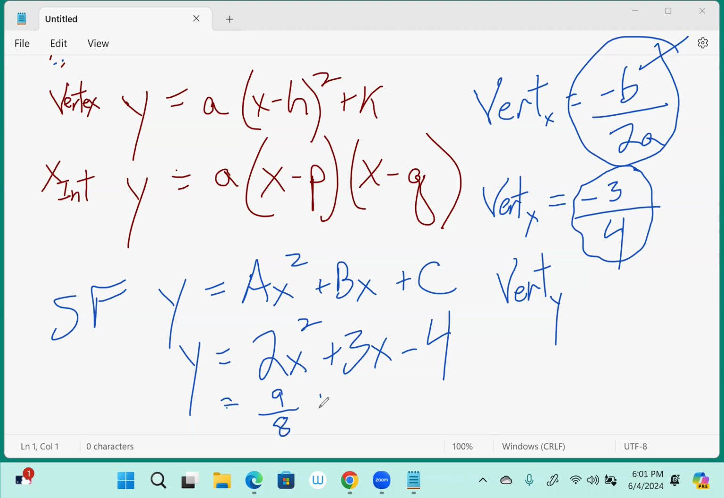That's all right. And then plus 3 times that is going to be a minus 9/4, minus 4. And then we don't need to review arithmetic. So that would give us the y coordinate of the vertex. And so we found the vertex, the most important part.